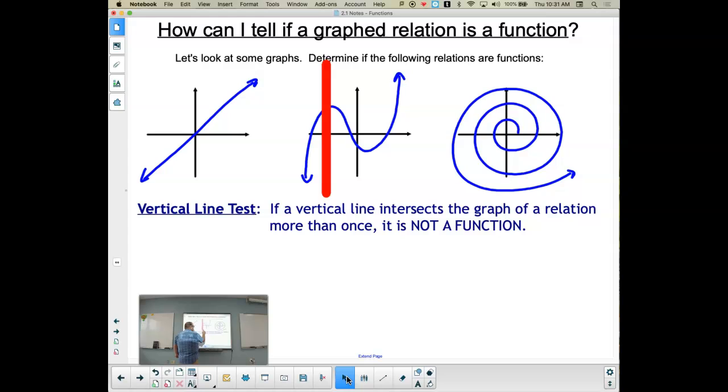So this first one is a function because it's only ever touching in one spot. This second one is a function because it's only ever touching in one spot. This third one is not a function because right there it's touching in 4 spots. Okay? So function, function, not a function on those. Okay? The vertical line test says that if you take something and you vertically scroll it all the way across your graph, as long as it only ever touches in one spot, it's good. If it touches twice, badness. Okay?